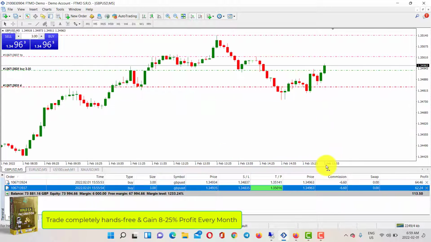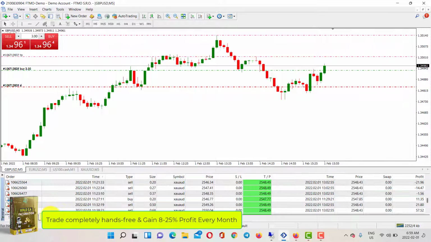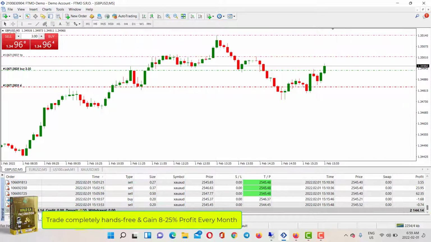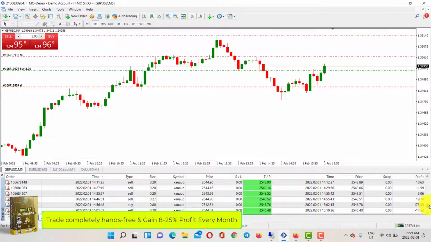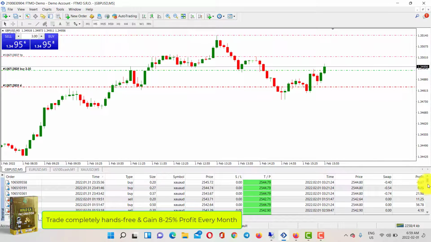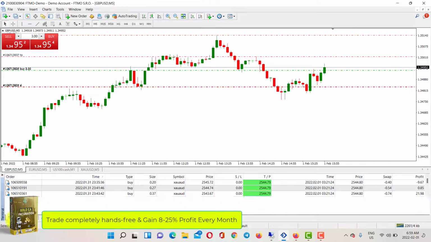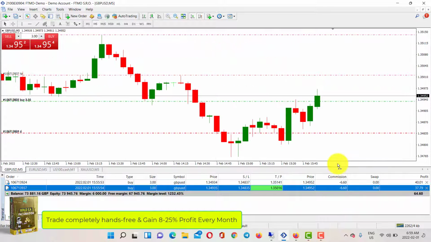Right now we are up. This is my FTMO account. If I want to show you my account history, we are up 2,144 pounds. And everything looks green. Everything is green, guys. Green, always green. And yeah, so far so good.